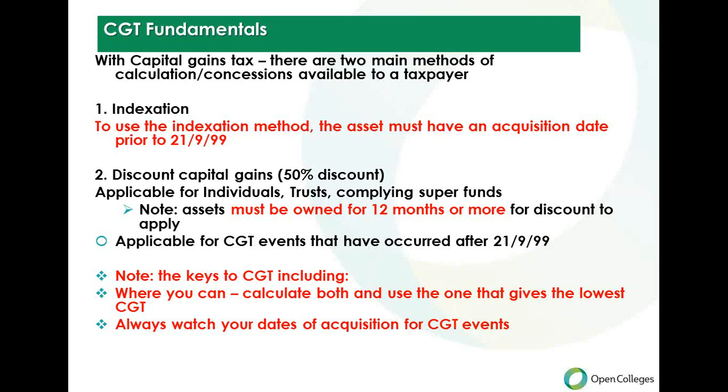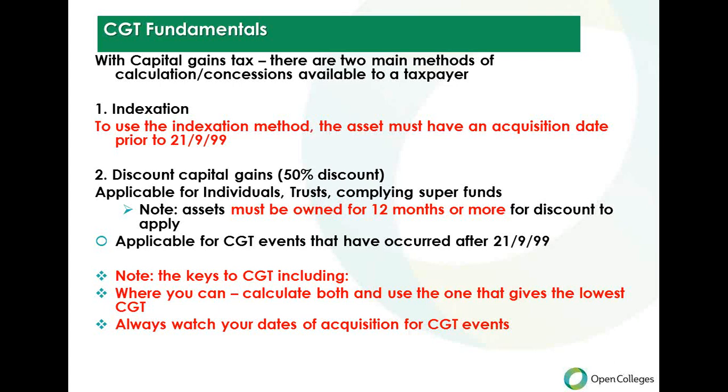The discount capital gains method, you can use it for individuals, trusts and super funds. Although with a super fund it's only a 1/3 discount, not the full 50%. And you have to have owned the asset for at least 12 months or more for the discount to apply.